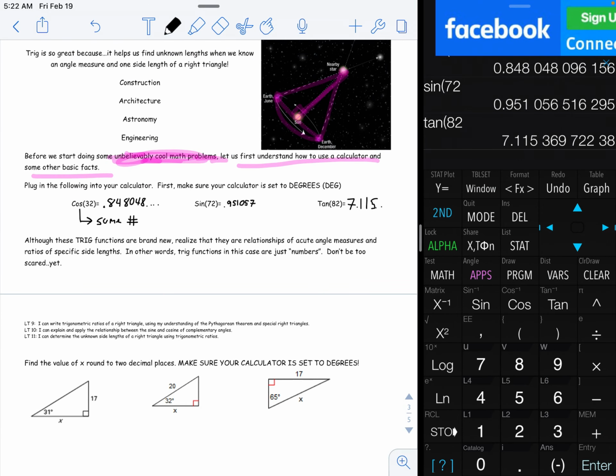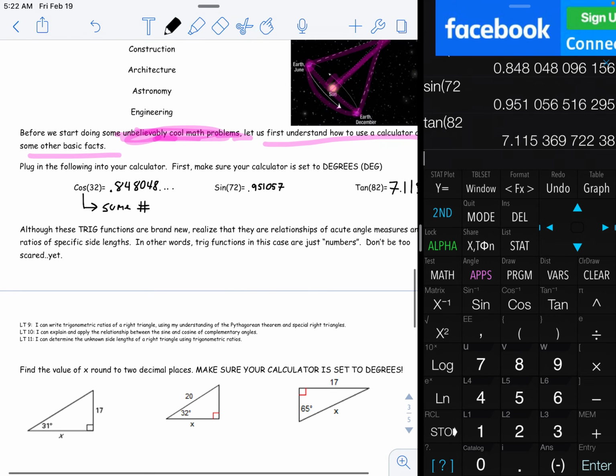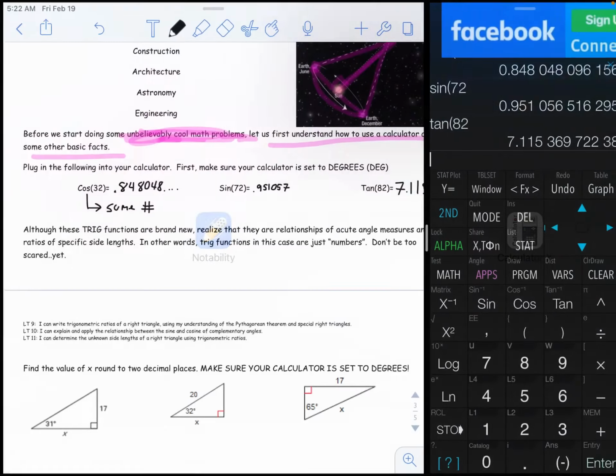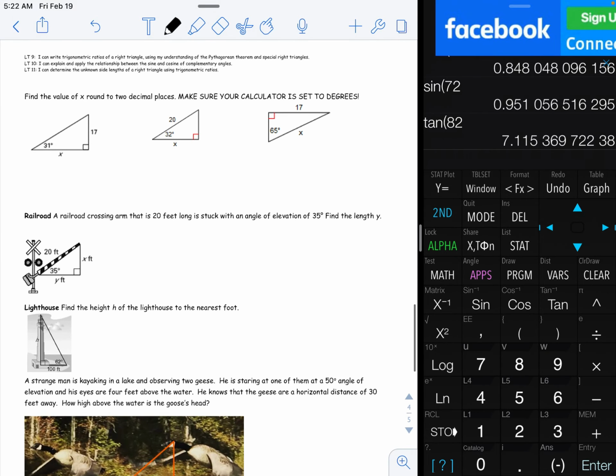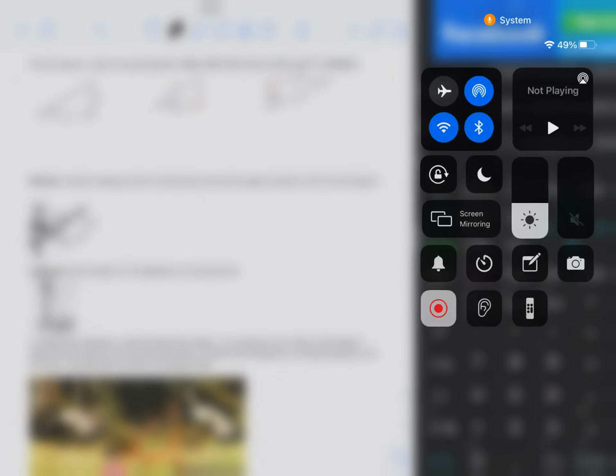All right. Although these trig functions are brand new, realize they are relationships of acute angle measures and ratios of specific side lengths. In other words, trig functions in this case are just numbers. Don't be too scared yet. All right, in this next video, we're going to solve some problems.